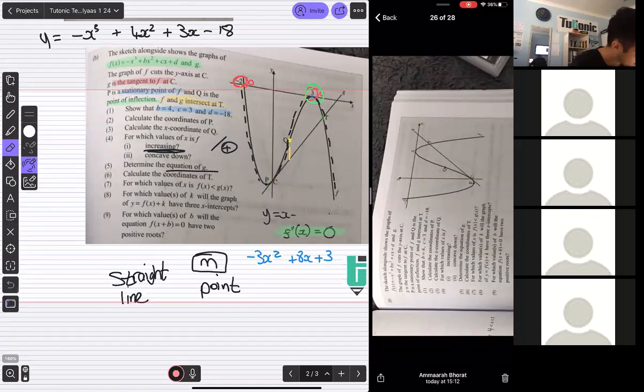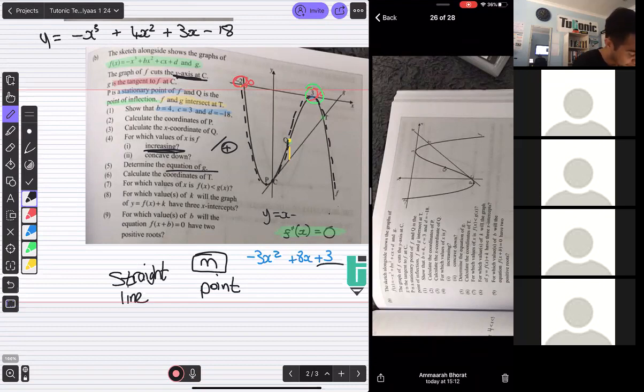So where is C? C is on the y-axis. So do you sub in 0? C is the y-intercept of the cubic. What's the x value of the y-axis? 0. So what's the gradient? 3. I'm just a bit confused. We can repeat it again. The answer will be 3, right?